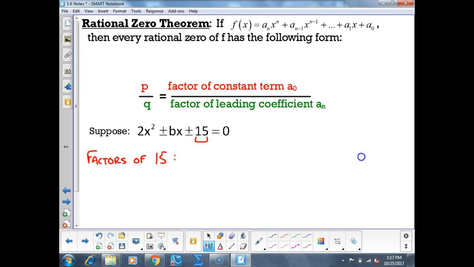1, 3, 5, 15. Are there any more? What are they? -3, -5, -1, and -15. So we could really say plus or minus there on all of those, right? Okay. So that's my constant. That's the factors of my constant.